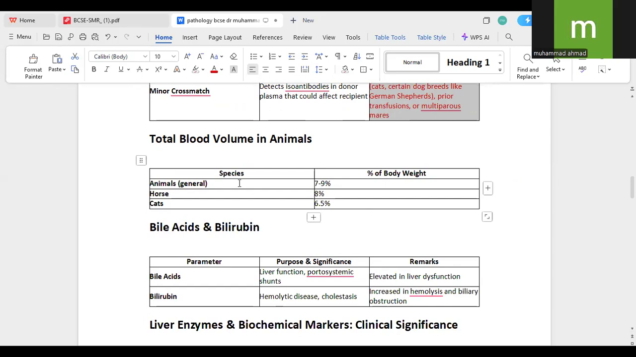These are different blood volumes. In horses, it is 8% of body weight, and in cats, it is 6.5%.